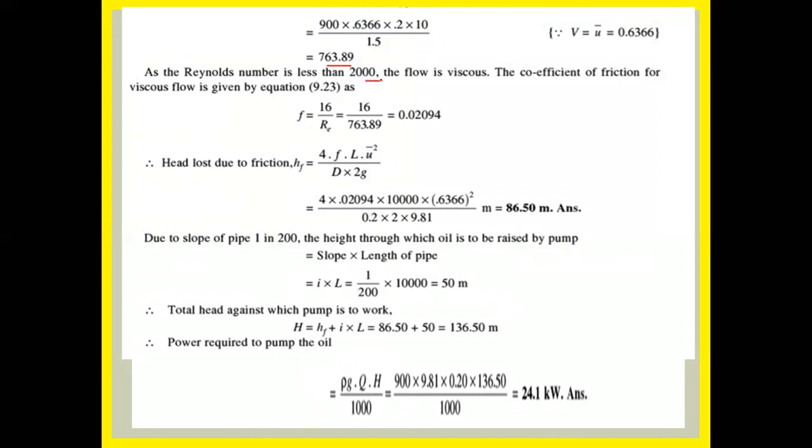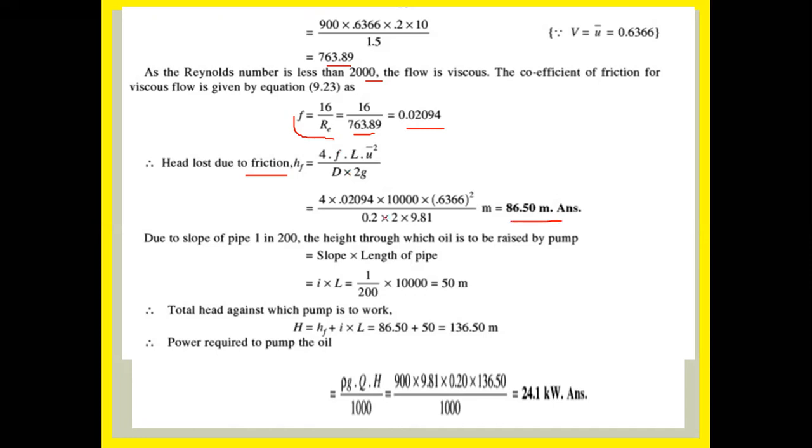Now, the coefficient of friction f is equal to 16 by Re, that is 16 by 763.89. We are getting the coefficient of friction as 0.02. Once you have the coefficient of friction, you go for the loss due to friction, that is hf. hf is equal to 4 into f into L into U bar square divided by D into 2g. After substituting those values, you get 86.50 meters. That is the head loss.